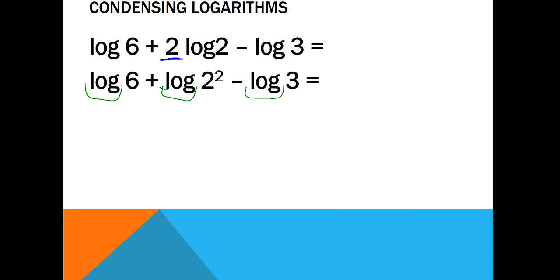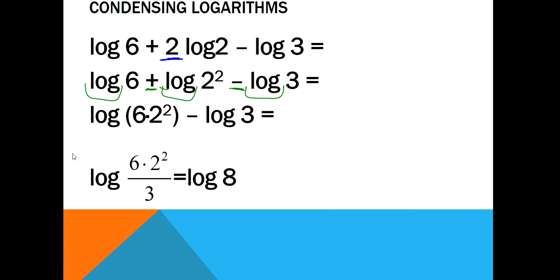Alright, so the next step is I have to deal with the addition between these two logs and the subtraction here. So normally in order of operations, if we have addition and subtraction, we start from the left and we move right, since they're on the same level. So start with log 6 and log 2 to the second power. Since they're being added, you turn that into one log using the product property. So it's going to be 6 times 2 squared. And then, now we have these two logs being subtracted, so that's the quotient property, which means we're going to take 6 times 2 squared, and we're going to divide it by 3.